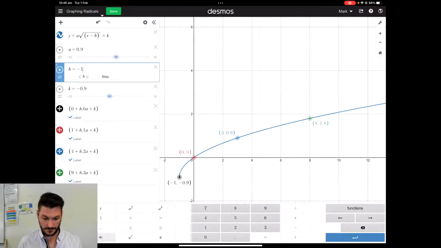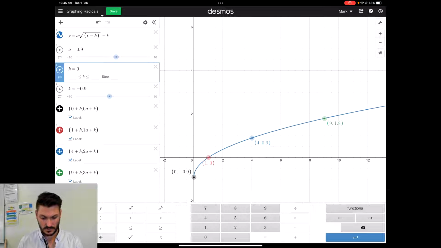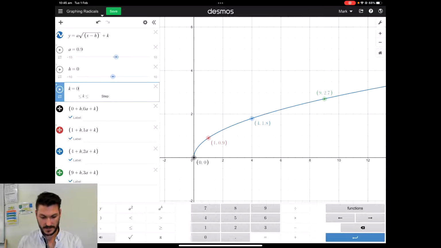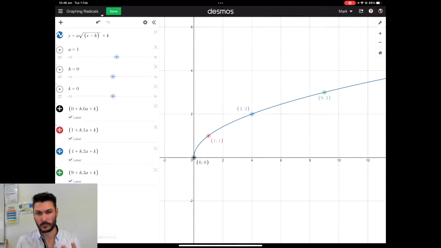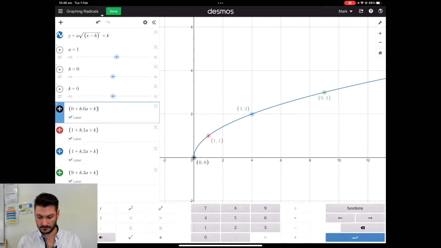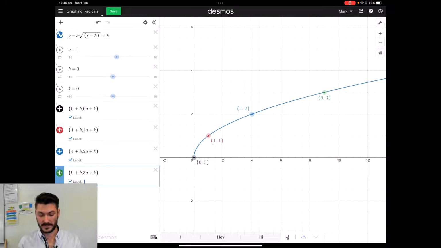Let me bring them back up because they're easy to remember as well. When h and k are 0 and a is 1, we have about 4 points: 0, 0, 1, 1, 4, 2, and 9, 3. I'm going to be translating those points based on these terms down here. Black, red, blue, and green, these 4 points are being manipulated.